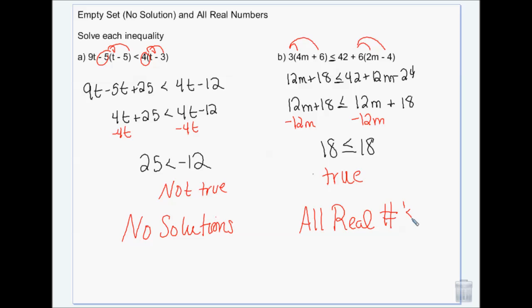Now, if I had had just less than, the way I had it when I realized I made a typo, if I got 18 is less than 18, that is not true. And so it would be no solutions again. Because 18 is not less than 18. 18 is equal to 18. So that's why I had to fix my mistake and make it less than or equal to, for it to be all real numbers.